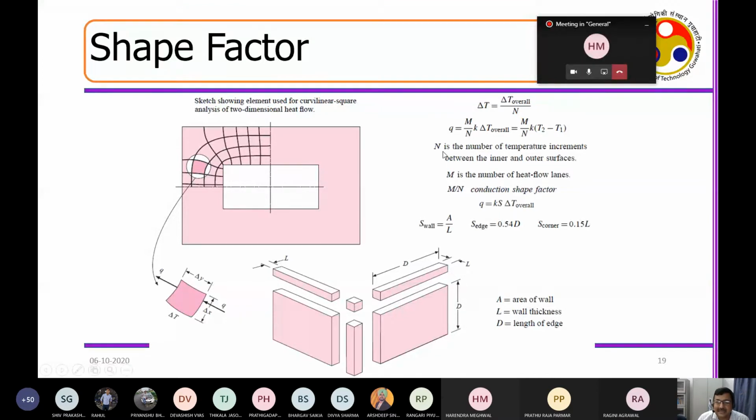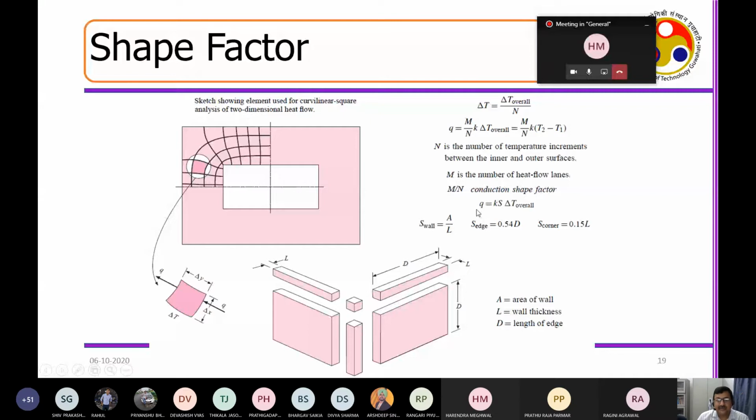What is that? They say that N is the number of temperature increments between inner and outer surfaces. Suppose this is T0 and you have divided it into different boxes, 1, 2, 3, 4. So this goes from T0 to Ti plus 1, Ti plus 2, Ti plus 3, and suppose this is Tu, which is outside. N is the number of increments between inner and outer surfaces, and M is the number of heat flow lengths. This is one heat flow length, this is one heat flow length. So what did they do? They converted this particular plate into a number of simpler 2-dimensional plates, and then they kept adding that in the entire geometry in order to get the overall.